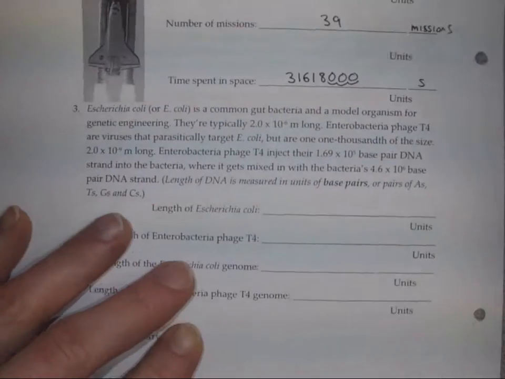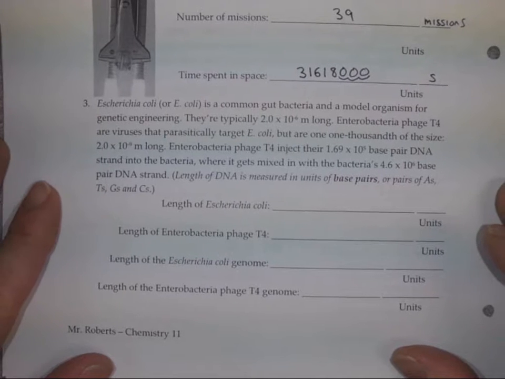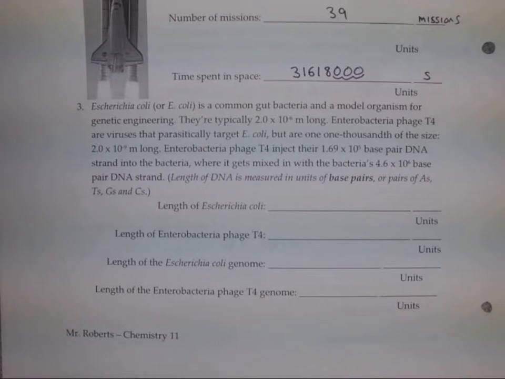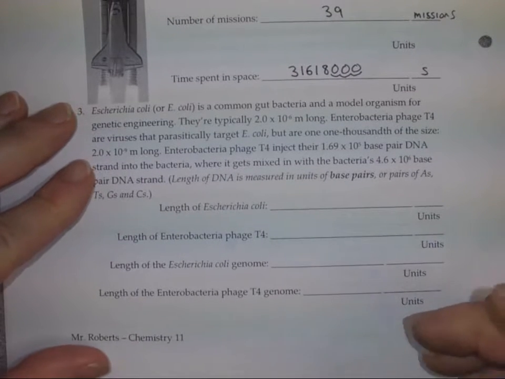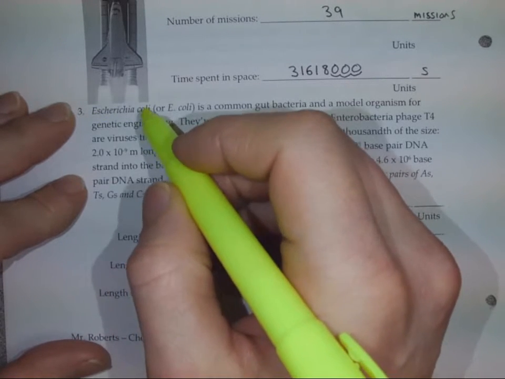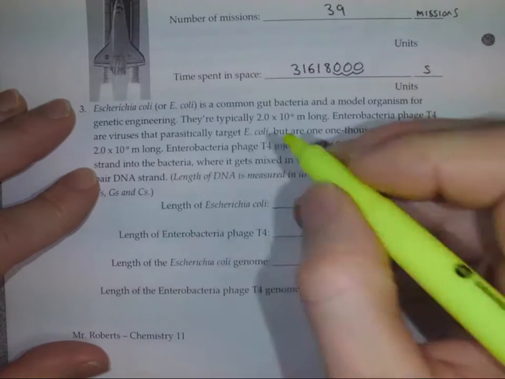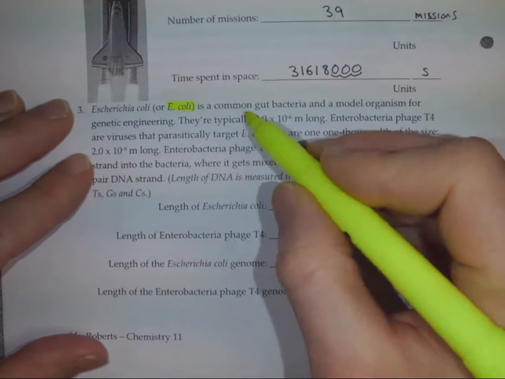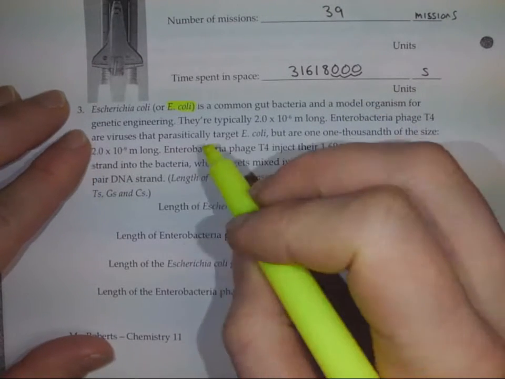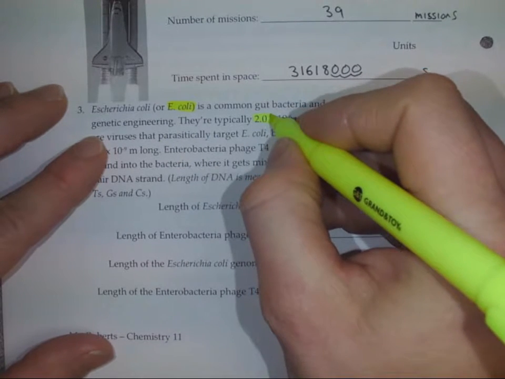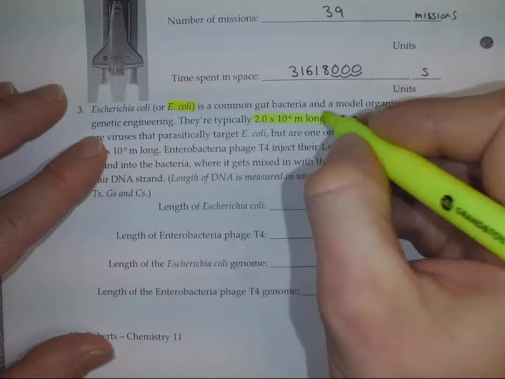Yeah. Okay, so this one is a big, gross wall of text. So we're just going to read through it carefully. All right. So this is a funny word. It's pronounced Escherichia coli, which, because nobody ever wants to pronounce it, we just call it E. coli, which you've probably heard of. It is a gut bacteria. Lives in our bodies. And is a model organism. We use it for genetic engineering. And they're typically about 2.0 times 10 to the negative 6 meters long.